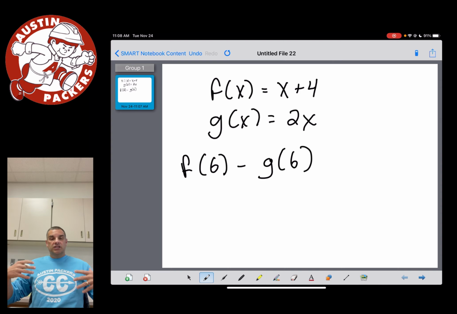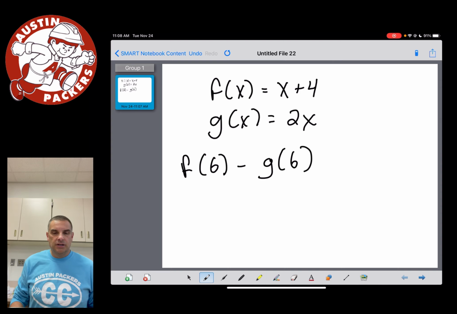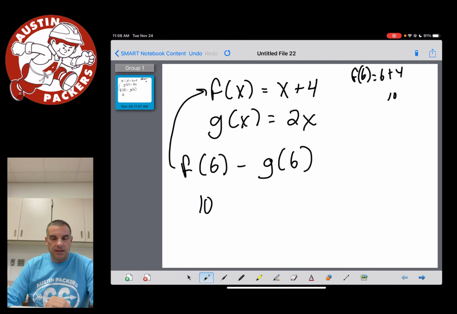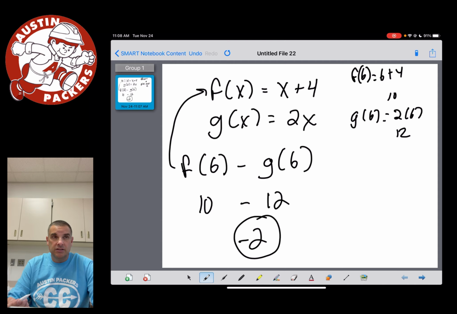Okay, so we've got 2 functions now. We're going to do a function operation. We're going to take these 2 functions and we're going to evaluate them. So the first thing I'm going to do is evaluate the f of 6. So I look in my f function, which is right there, and anywhere I see an x, I'm going to replace it with a 6. So f of 6 is going to equal 6 plus 4, or 10. So f of 6 is equal to 10, minus, now I'm going to find g of 6. Anywhere I see an x in the g function, I replace it with a 6. So that's 12. 10 minus 12 is negative 2, and that's your solution.